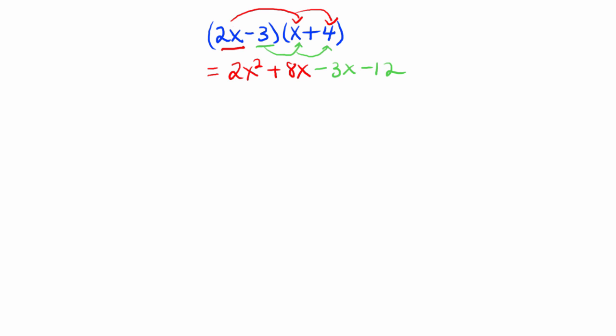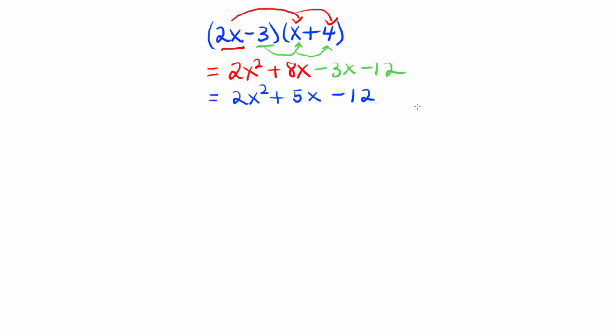When you perform the multiplication, just be mindful of the negative 3. So from here, we are now going to collect our like terms, giving us 2x squared plus 5x minus 12. So there's our answer. So that's multiplication. Good review.